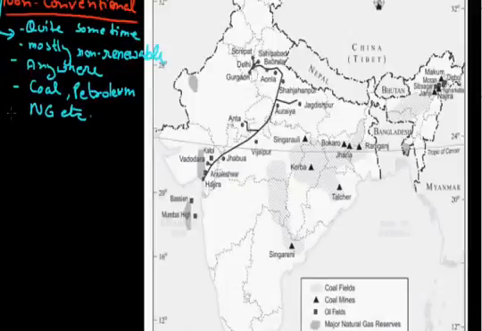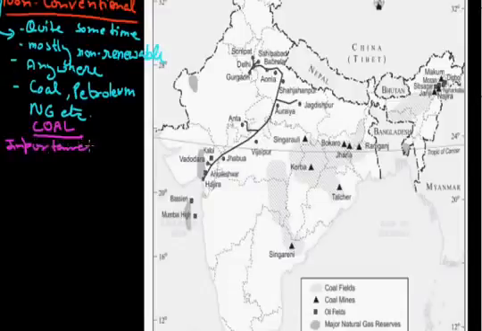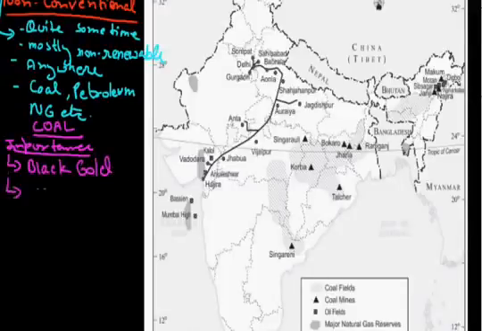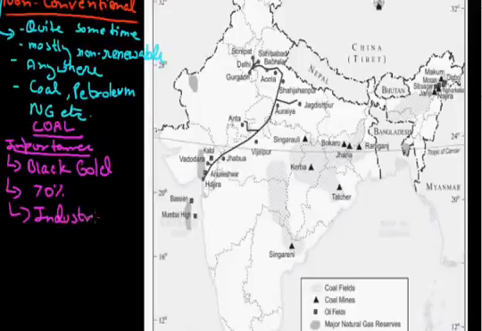The first one is coal. What is the importance of coal? Coal is also called black gold. In India, it helps us to produce more than 70% of our energy. Not only for energy, this coal is also used in industries plus for domestic purposes.